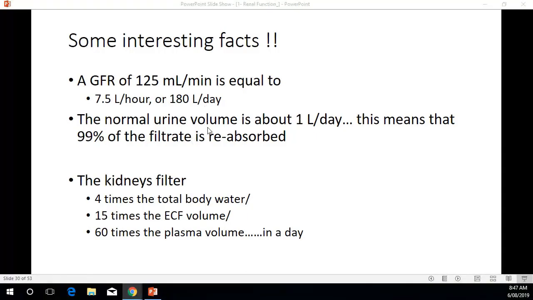The normal urine volume is about 1 liter per day, which means 99% of the filtrate gets reabsorbed in the tubules. So reabsorption is a very big factor in the whole process of urine formation. And if you look here, 60 times the plasma volume in a day. So every day, the whole blood in our body passes through the kidneys 60 times. So this is how much blood flow is there to the kidney. So kidneys can effectively remove all the waste materials from the blood.